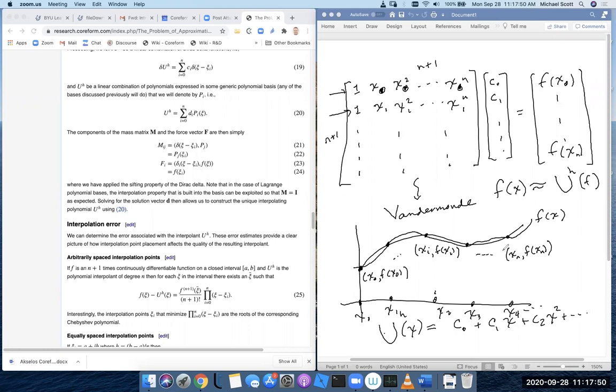Okay. Now you might be asking, what on earth does this have to do with integration, which is the point that I'm trying to make here? And it has everything to do with integration. Because integration, when you choose a quadrature rule, you're choosing an interpolating polynomial.